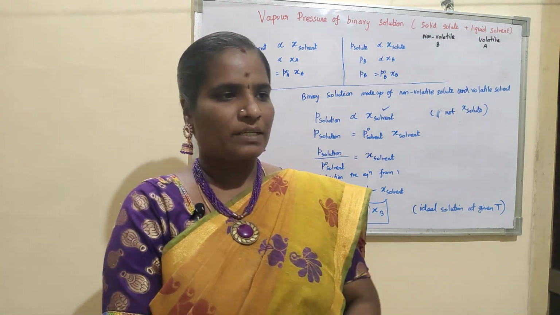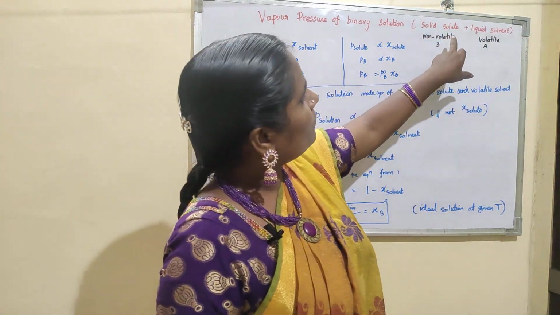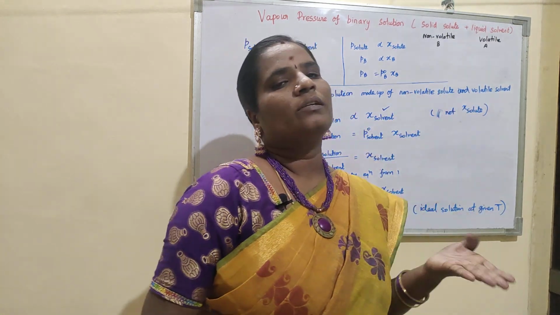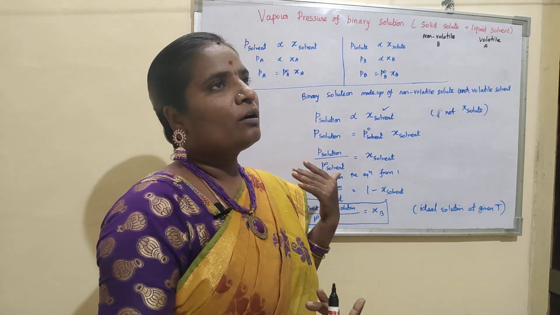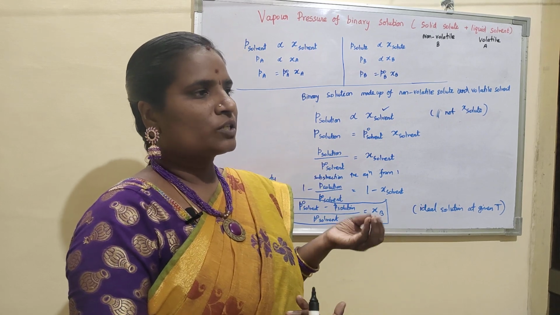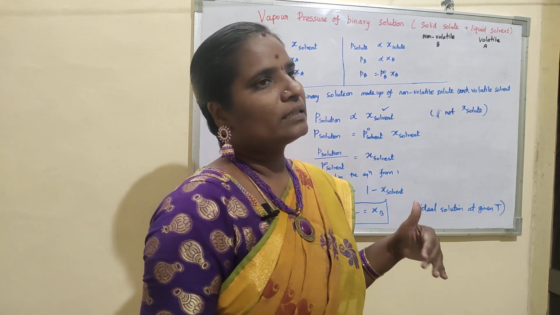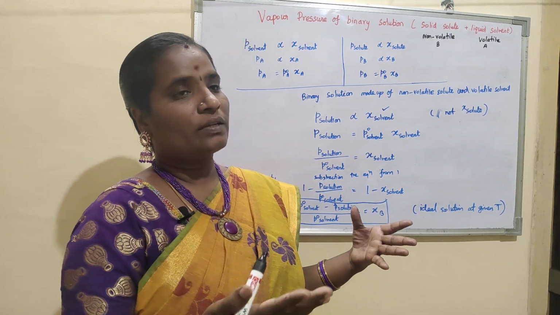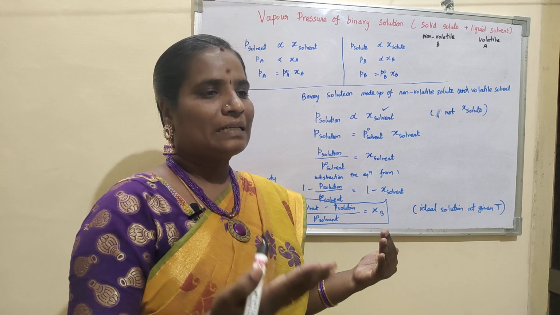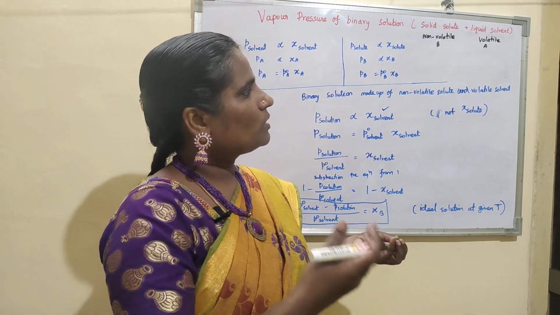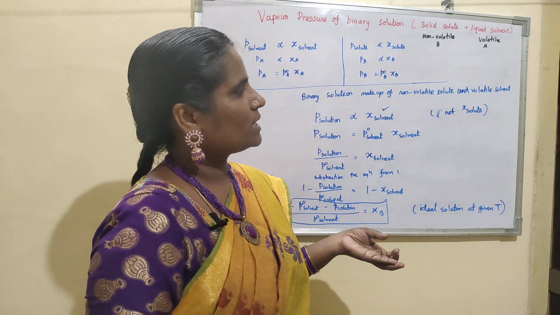Vapor pressure of the binary solution, which is made up of non-volatile solid solute plus volatile liquid solvent. So last session we dealt with solutions made of both liquids which are volatile in nature. So the total pressure of the solution depended on both the partial pressure of the solute and the solvent at their pure state, right?